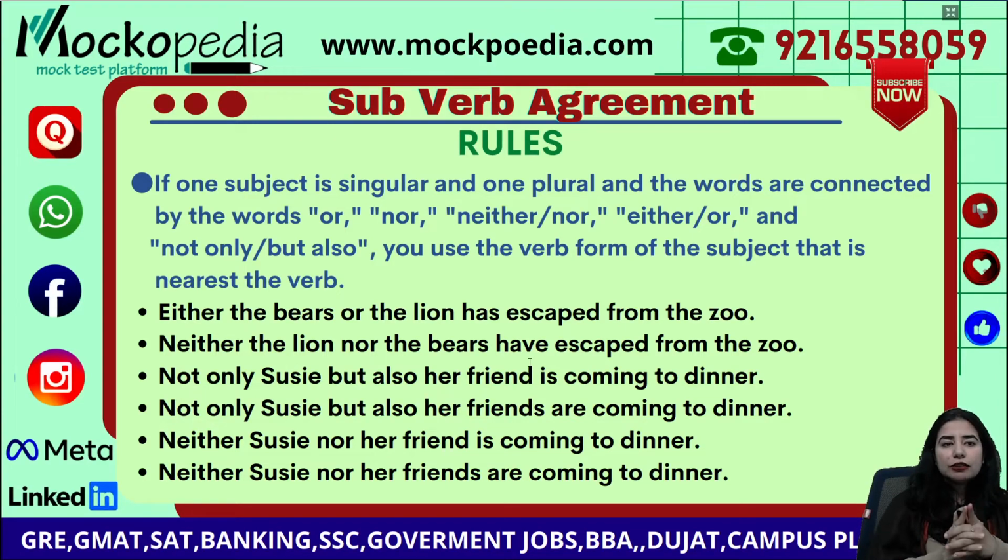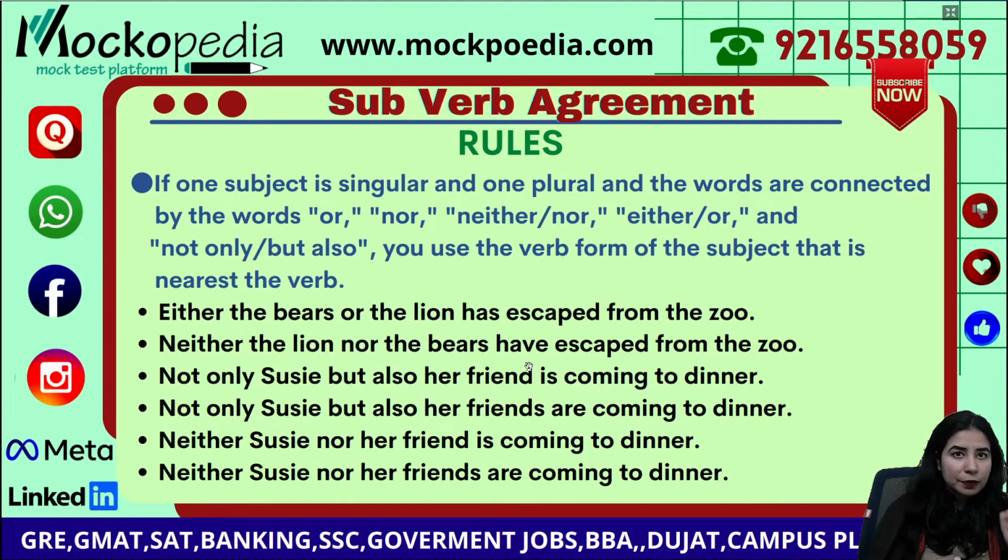Take a look at the first part. First sentence: Either the bears or the lion has escaped from the zoo. So what are we combining? We are combining bears, which is plural, and lion, which is singular, and we are combining them with either/or.